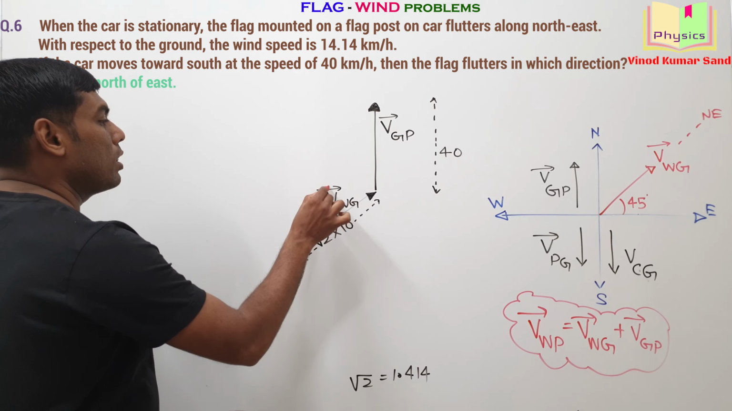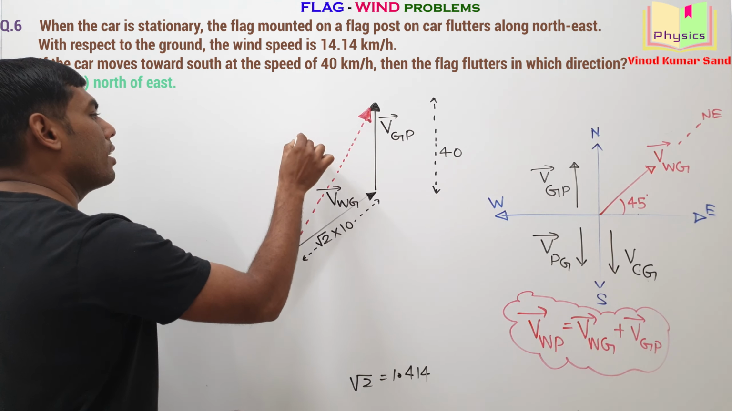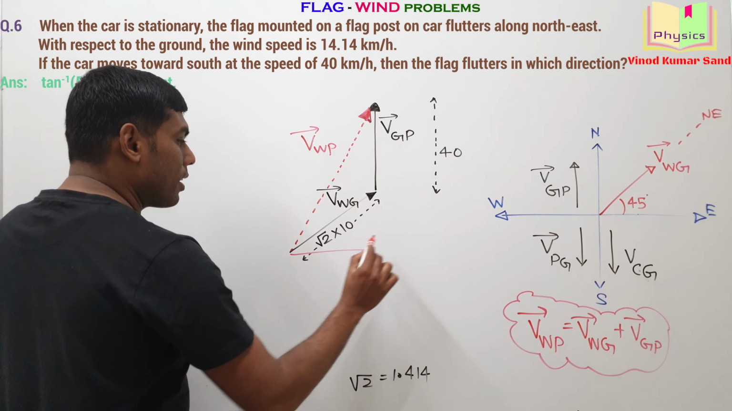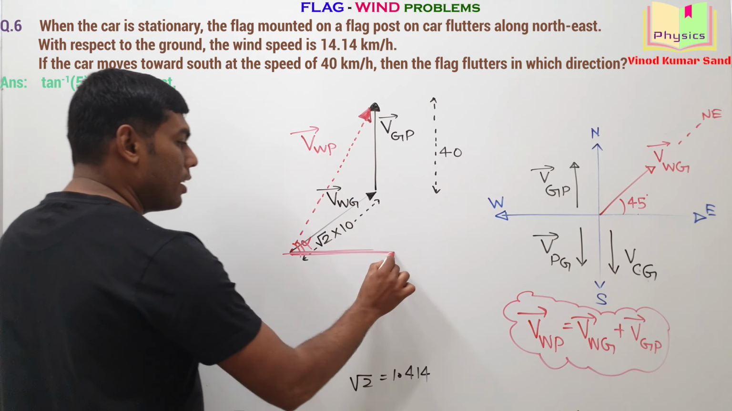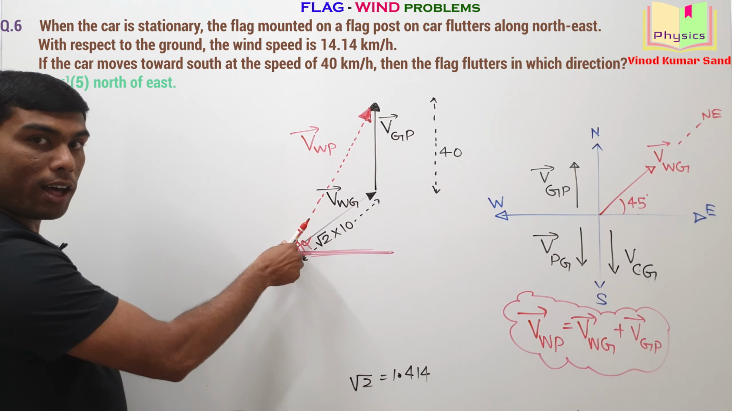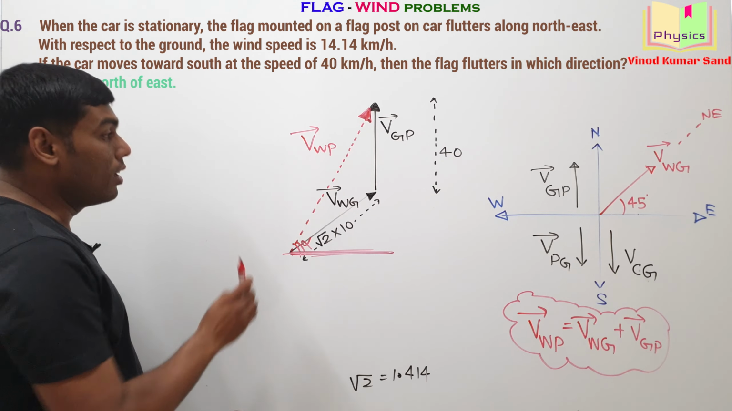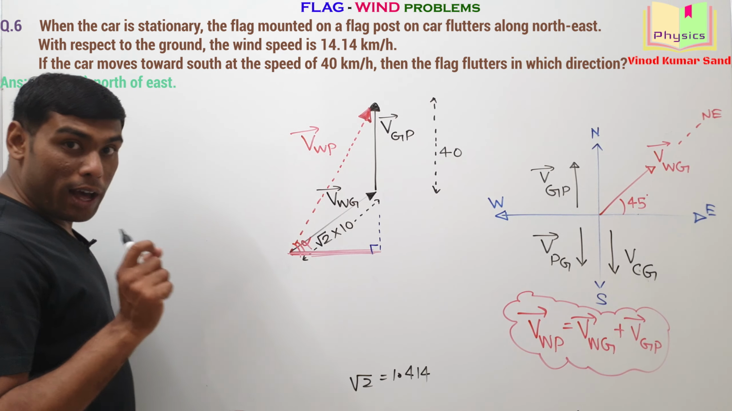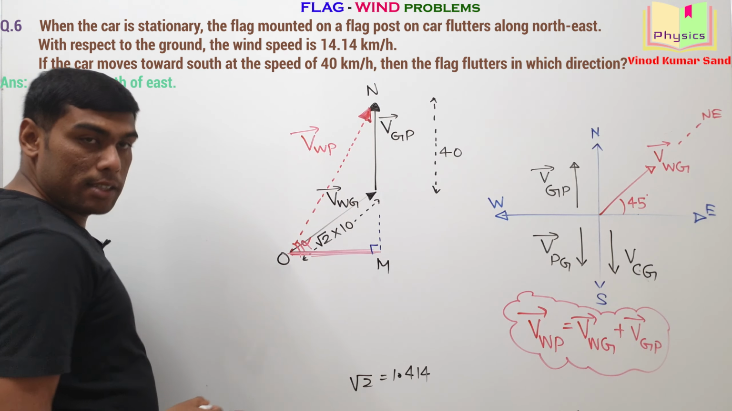Velocity of the wind with respect to the pole will be like this, the red vector. Velocity of the wind with respect to pole. And this red vector is making some angle alpha with the east direction. If we can determine this angle alpha, we can tell the flag will be fluttering in which particular direction, because along the velocity of the wind with respect to pole, the flag flutters. Now I am naming the right triangle. This is O, this is M, and here I mark as N.